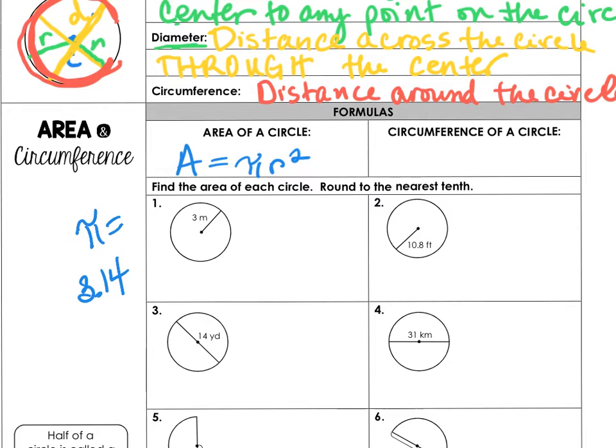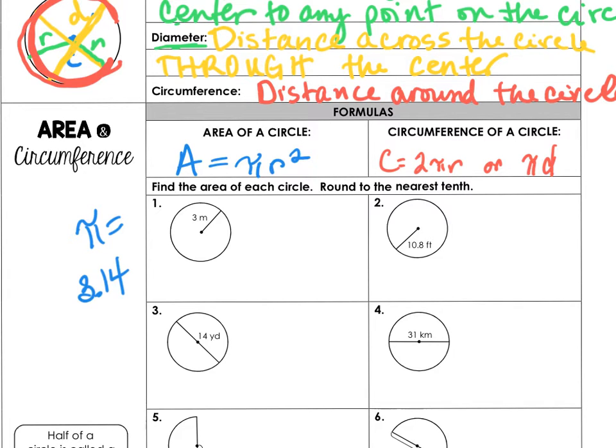Circumference, on the other hand, I should use red because I did there. Circumference equals 2 pi r.